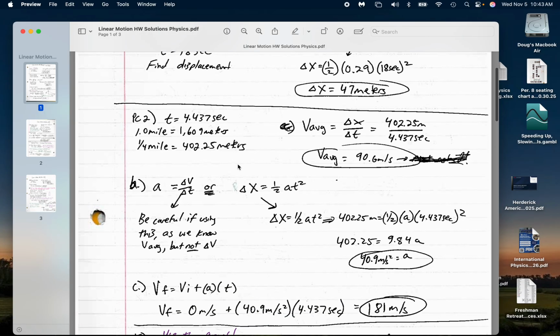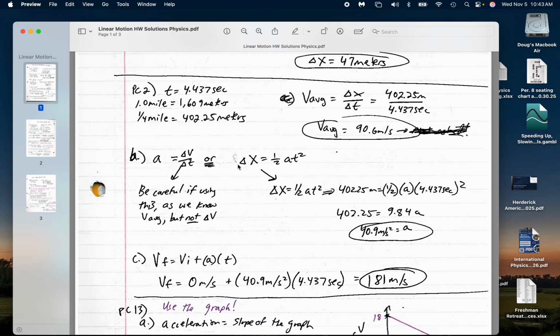For problem 2, there are a few parts to that. It was a funny car competition. Interestingly enough, someone named John Force did this, and they completed the quarter-mile dragster race in 4.437 seconds. Determine the average velocity, then the average acceleration, and the final velocity of the car. The average velocity is Formula 1, change in position over change in time. It told us that 1 mile was 1,609 meters, so a quarter mile is 402.25. I simply take that, and I got 90.6 meters per second as my average velocity.